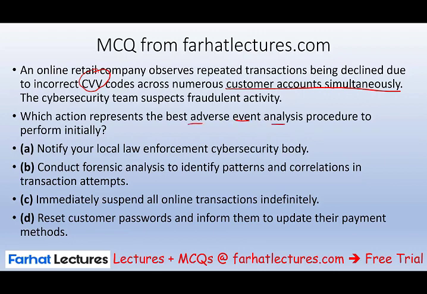So what do you do initially? Do you notify your local law enforcement cybersecurity body? I hope you don't do that. Okay, so that's out. Conduct forensic analysis to identify patterns and correlation in transaction attempts. Do you want to do that at this point? Absolutely. You want to learn what is happening and why.